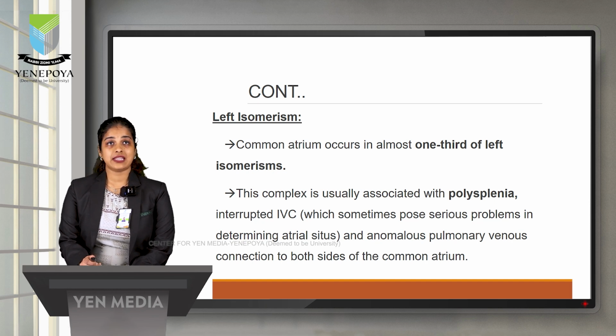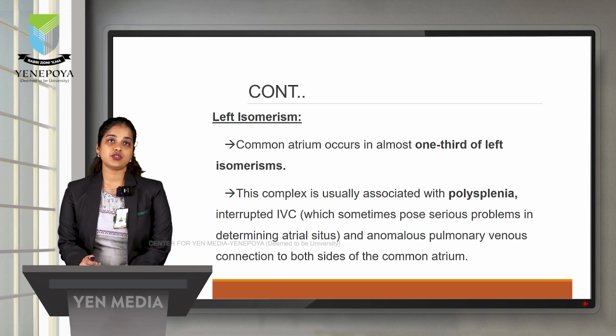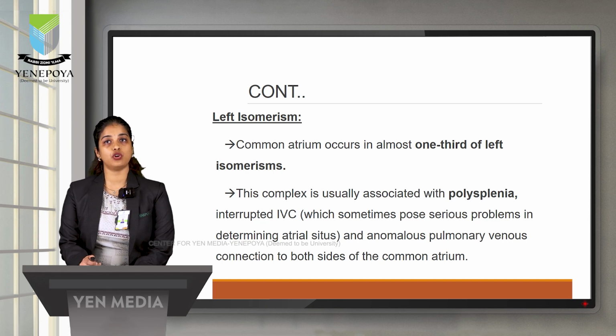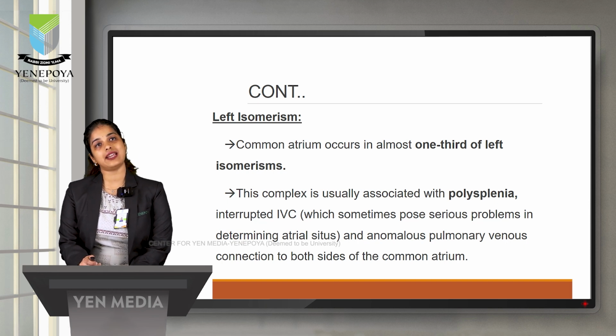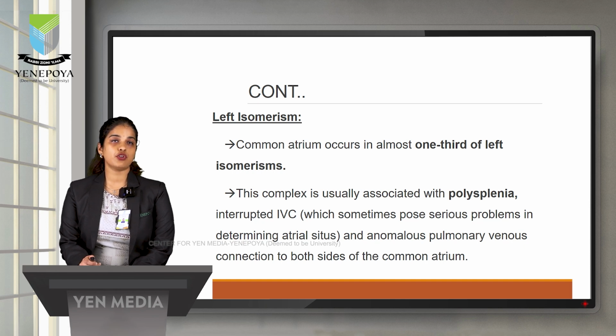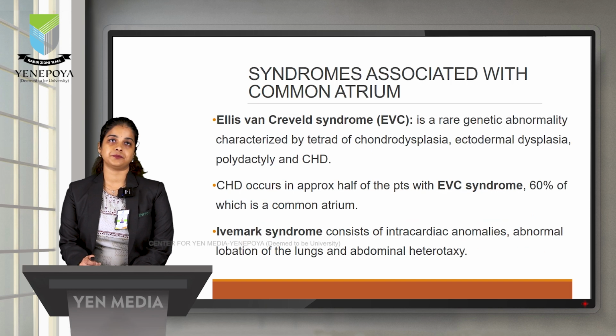So this complex, if it is associated with the left isomerism, then we can see polysplenia, that is the presence of more than one spleen, and also it is associated with the interrupted IVC and the anomalous pulmonary venous connections to both the sides of the common atrium. So pulmonary venous attachments we can see on both right and left side of the common atrium. So this is about the association of common atrium with the right or left isomerism.